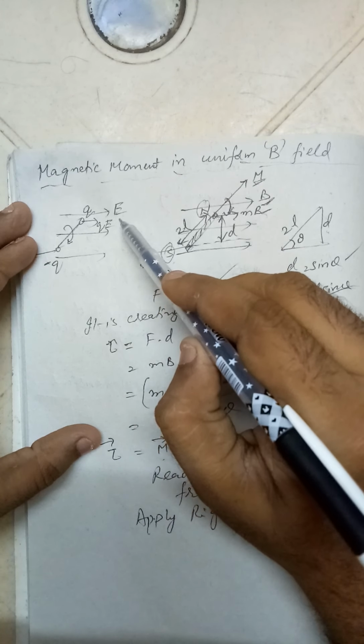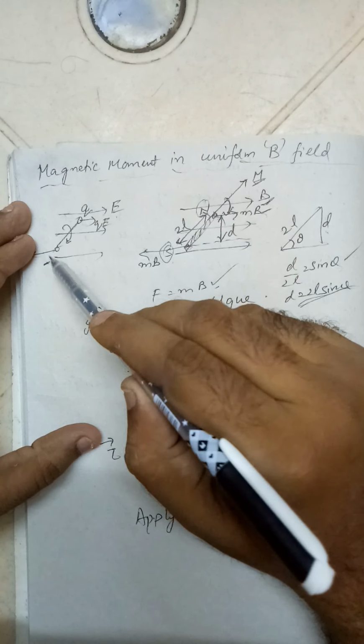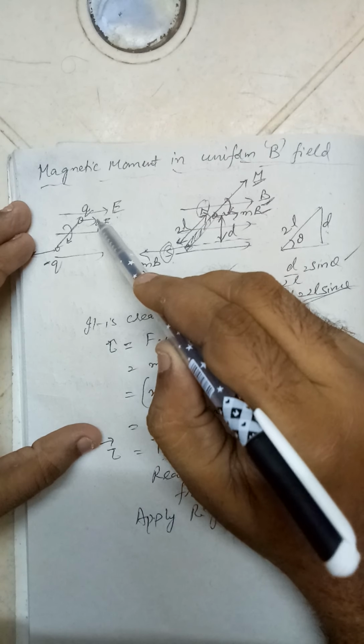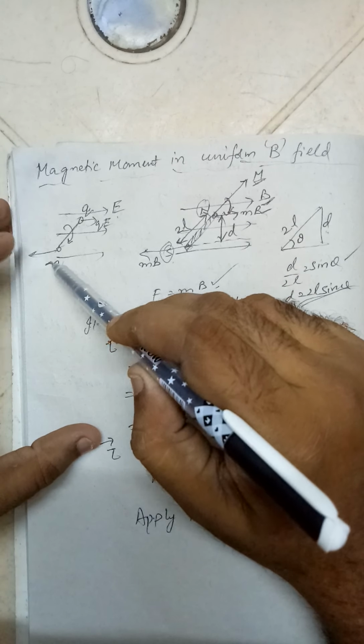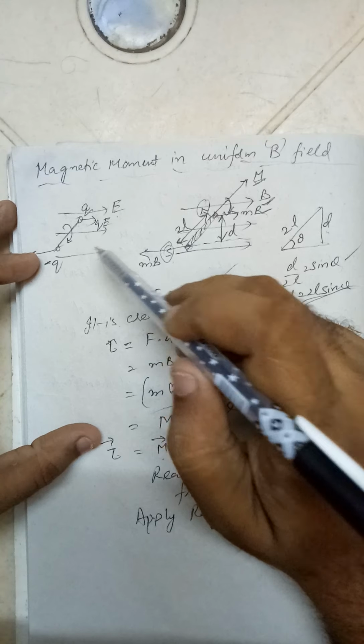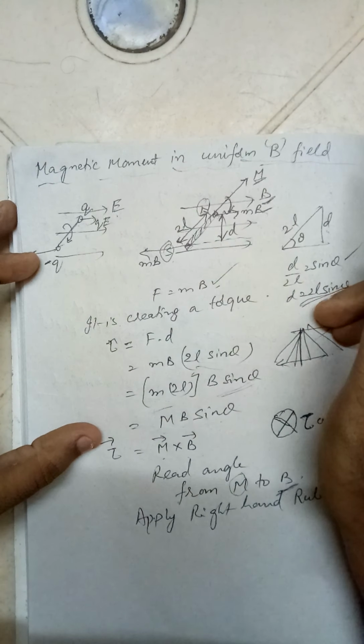Here there is a uniform electric field. You put a dipole, plus or minus Q charge. There will be a force acting on it, QE and minus QE, and there will be a torque induced. This is also an analogous situation.